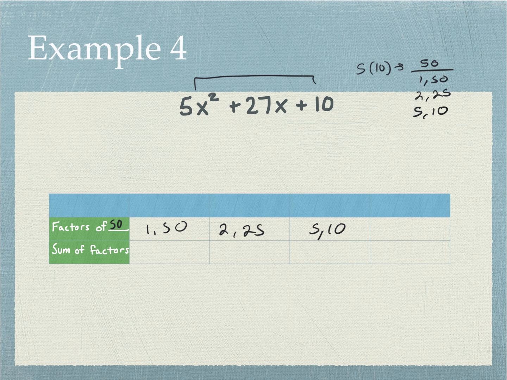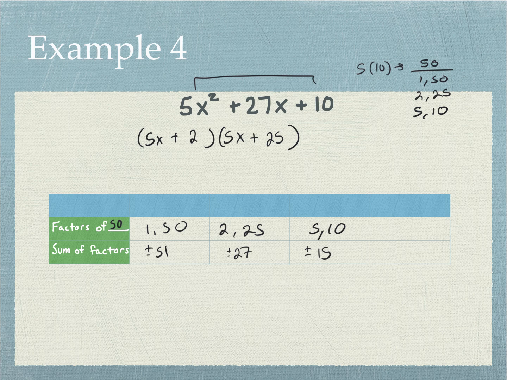We're going to have to use the same sign since we want a positive 10. So we're going to get positive or negative 51, positive or negative 27, positive or negative 15. Now, I'm going to go ahead and separate them into 5x. Since the one that adds up to 27 is 2 and 25, I'll plug in the 2, and I'll plug in the 25. They both have to be positive because we want a positive 27, and we want a positive 50 when we multiply.